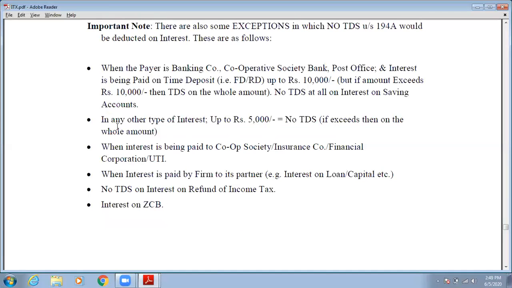If it exceeds, then on the whole amount you have to deduct the tax. So if you are paying interest up to rupees 5,000, no TDS will be deducted. And if that interest amount exceeds rupees 5,000, then on the whole amount you have to deduct tax. When interest is being paid to a cooperative society, insurance company, financial corporation, UTI, in that case also you are not required to deduct tax.